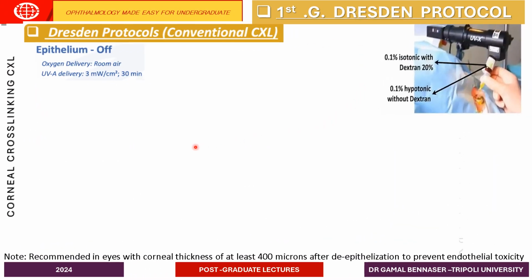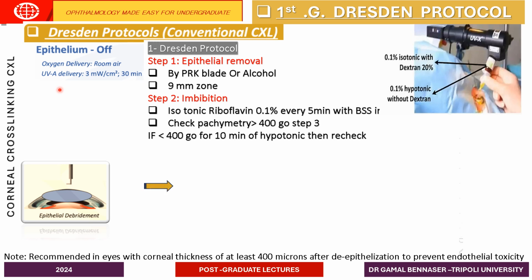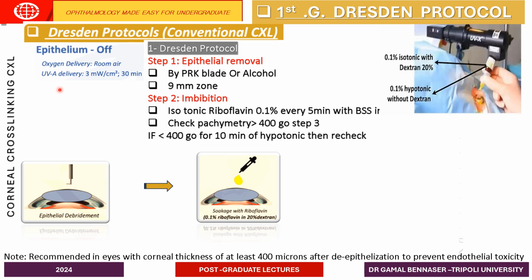Now we come to the first conventional or classical protocol, which is known as the Dresden protocol. This is an epithelium-off protocol using room oxygen and ultraviolet intensity of 3 milliwatt for 30 minutes, as described by Theo Seiler. The first step is to remove the epithelium, either by brush or by blade or by alcohol, or even by femtosecond laser, with removal of the epithelium up to a 9 millimeter zone. Then we start impregnation of the cornea with 0.1% isotonic riboflavin for 5 minutes.